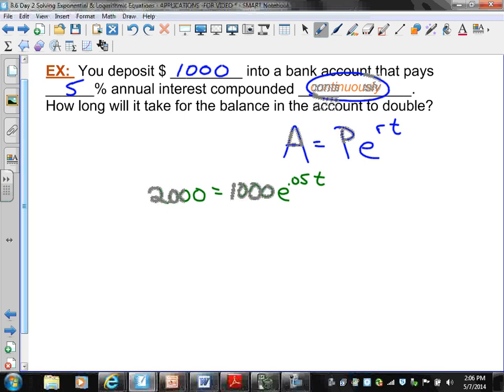In fact, we even have a button to unwrap base e, don't we? We have the natural log button. So this is actually going to be real nice. I still need to do the same basic order of operations here. I'm going to divide by 1,000 on both sides. I'm going to get 2 equals e to the 0.05t.